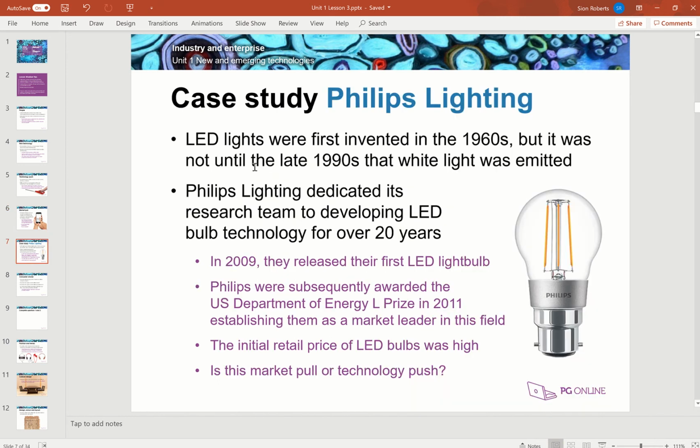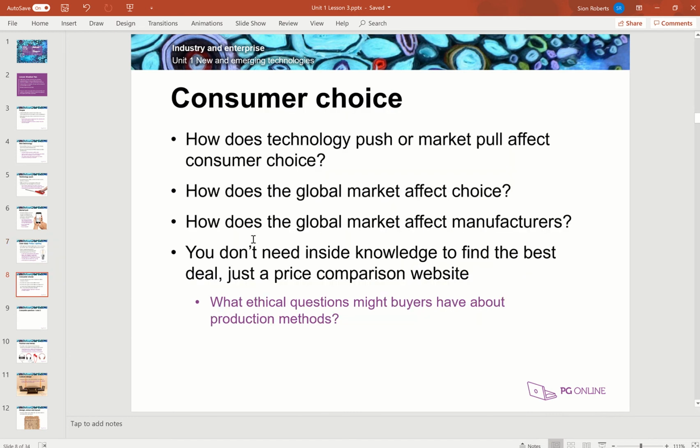So you can have a little think through these slides as we go. There's another case study here about Philips lighting. So thinking about, is it a market pull or is it a technology push? And then we're talking about consumer choice. So how does technology push or market pull affect consumer choice? Another example of a market pull force, the kind of definition of it would just be demand or anticipated demand from consumers. It could be a desire to increase a company's market share.